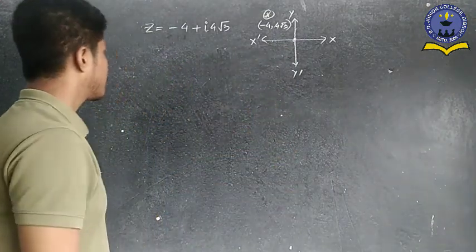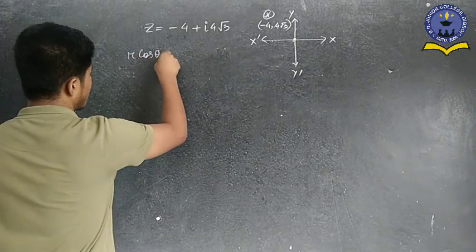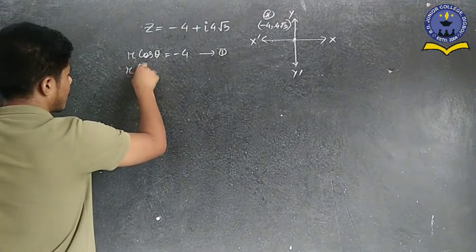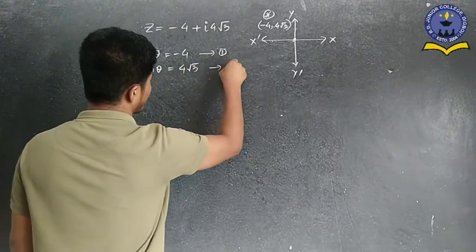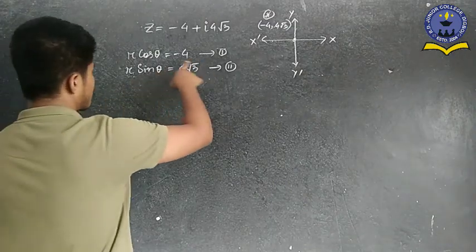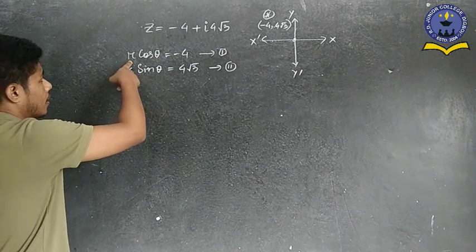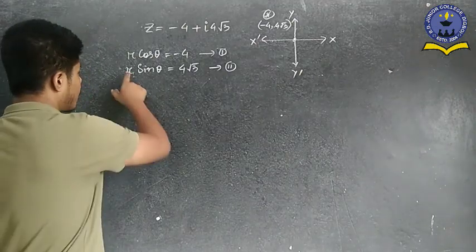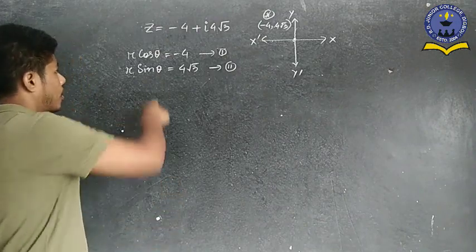Is it clear? So already we considered r cos theta equal to -4, which we put as equation number 1 at the starting, and similarly r sin theta equal to 4 root 3, which we put as equation number 2. Now how can we find the value here? There are many ways to find this result. We can put the value of r and cross multiply, and then we get the value of theta from here. Or if we put the value of r and calculate, then also we get the value.